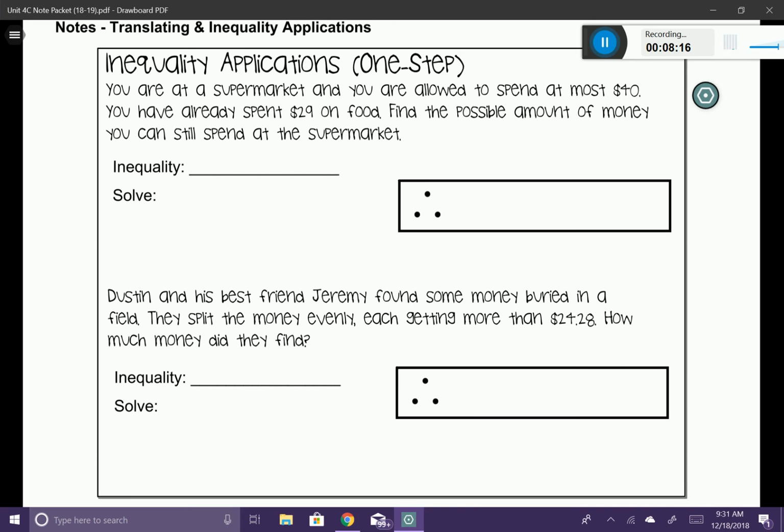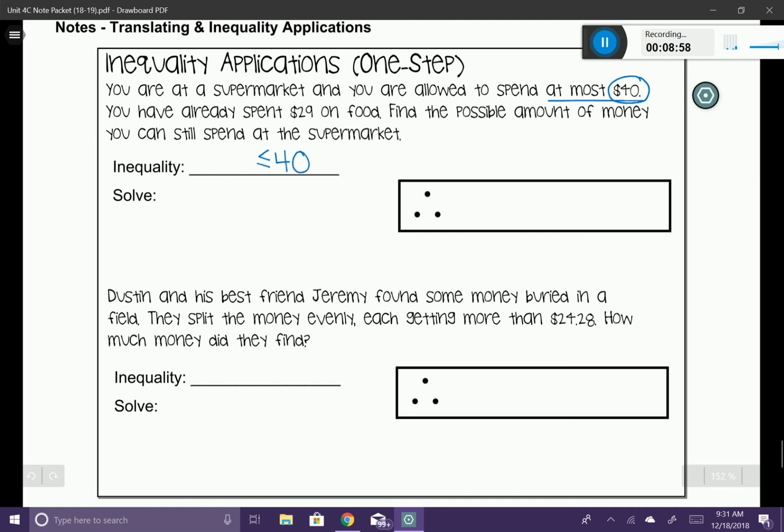These are 2 examples of 2 one-step inequalities. Let's look at the first one. You're at a supermarket and you are allowed to spend at most $40. You have already spent $29 on food. Find the possible amount of money you can still spend at the supermarket. So we want to construct an inequality here. From the very first sentence, we're given the phrase at most 40. That means we're going to be using the symbol less than or equal to. Less than or equal to what? Well, they gave us the number 40. So I'm going to write at most 40.